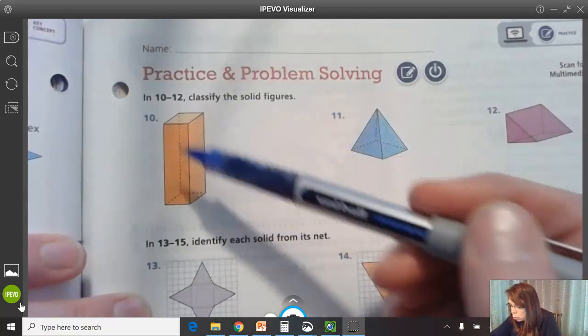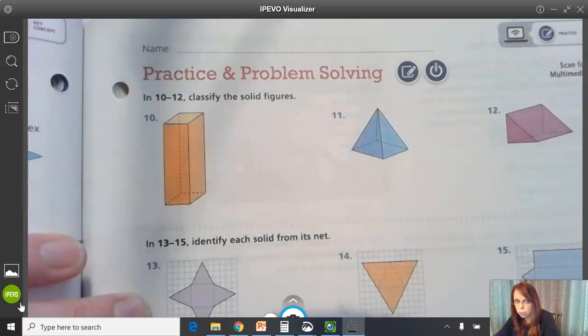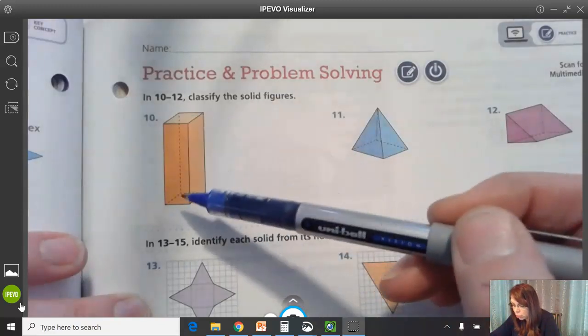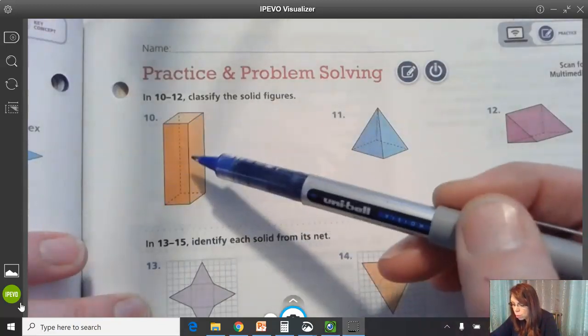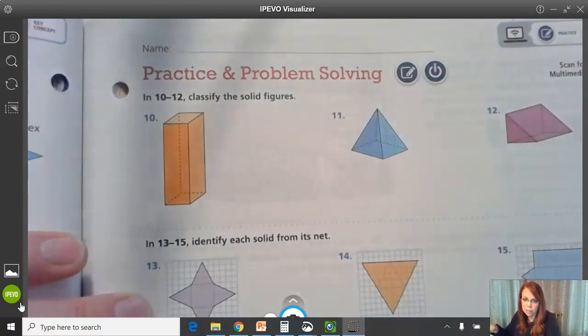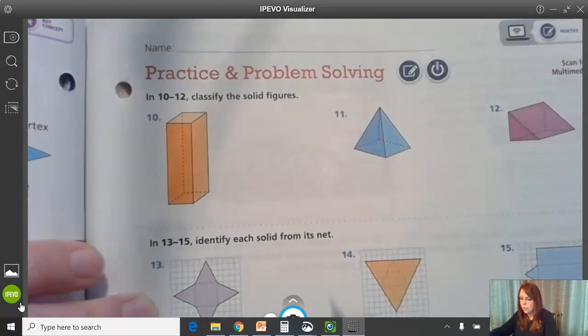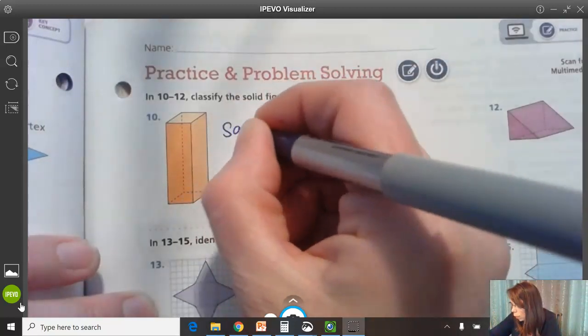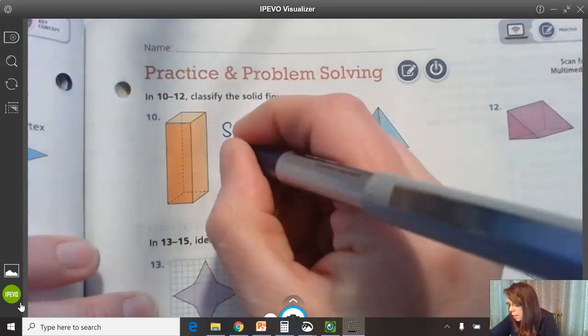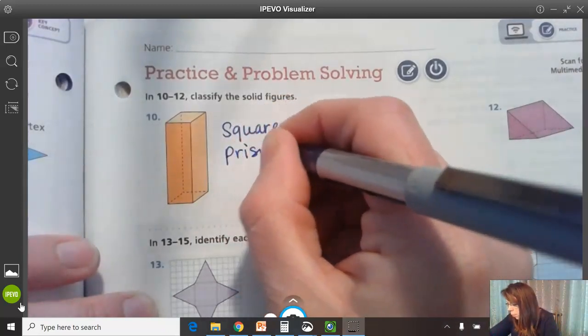We're looking for one or two bases. That's what I told you yesterday, is that all figures have either one or two bases. And so there's only two sides that look identical on this one. The other one has more than two sides. The base is a square. You could also call it a rectangle because a square is a rectangle. But I'm going to go with square. And because it has rectangular sides, it is a prism.